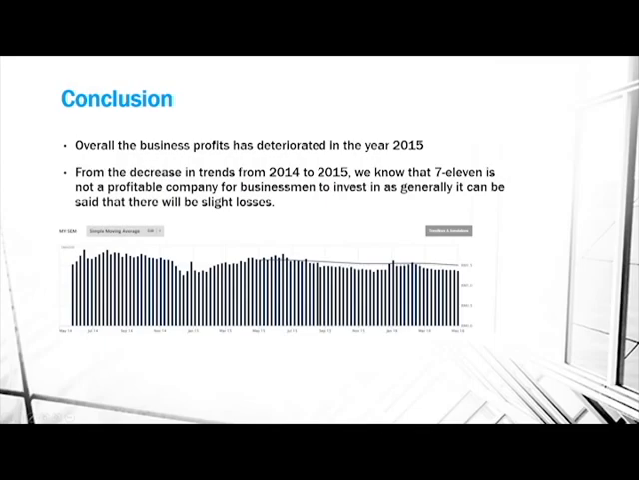Overall, the business profits have deteriorated in the year 2015. From the decrease in trends from 2014 to 2015, we know that 7-Eleven is not a profitable company for businessmen to invest in, as generally it can be said that there will be slight losses.